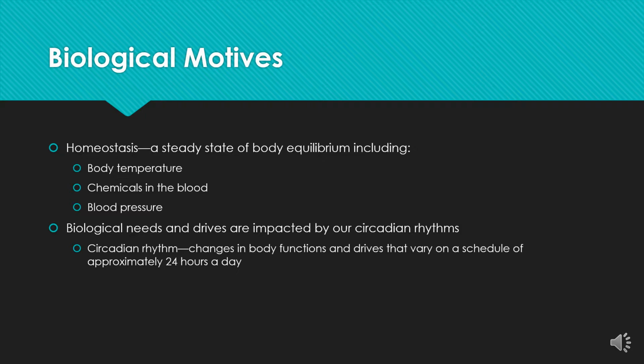Biological needs and drives are impacted by our circadian rhythm, and our circadian rhythm is the changes in body functions and drives that vary on a schedule of approximately 24 hours a day. So a great example of a drive or a need that is driven by our circadian rhythm is sleep. So by and large, folks want to sleep in the evening and wake up in the morning in relationship to the course of the day. When these are disrupted, so if somebody works night shift or travels far distances, their circadian rhythm will be disrupted, and that's how often you'll hear people refer to jet lag and having a hard time getting back on a schedule.